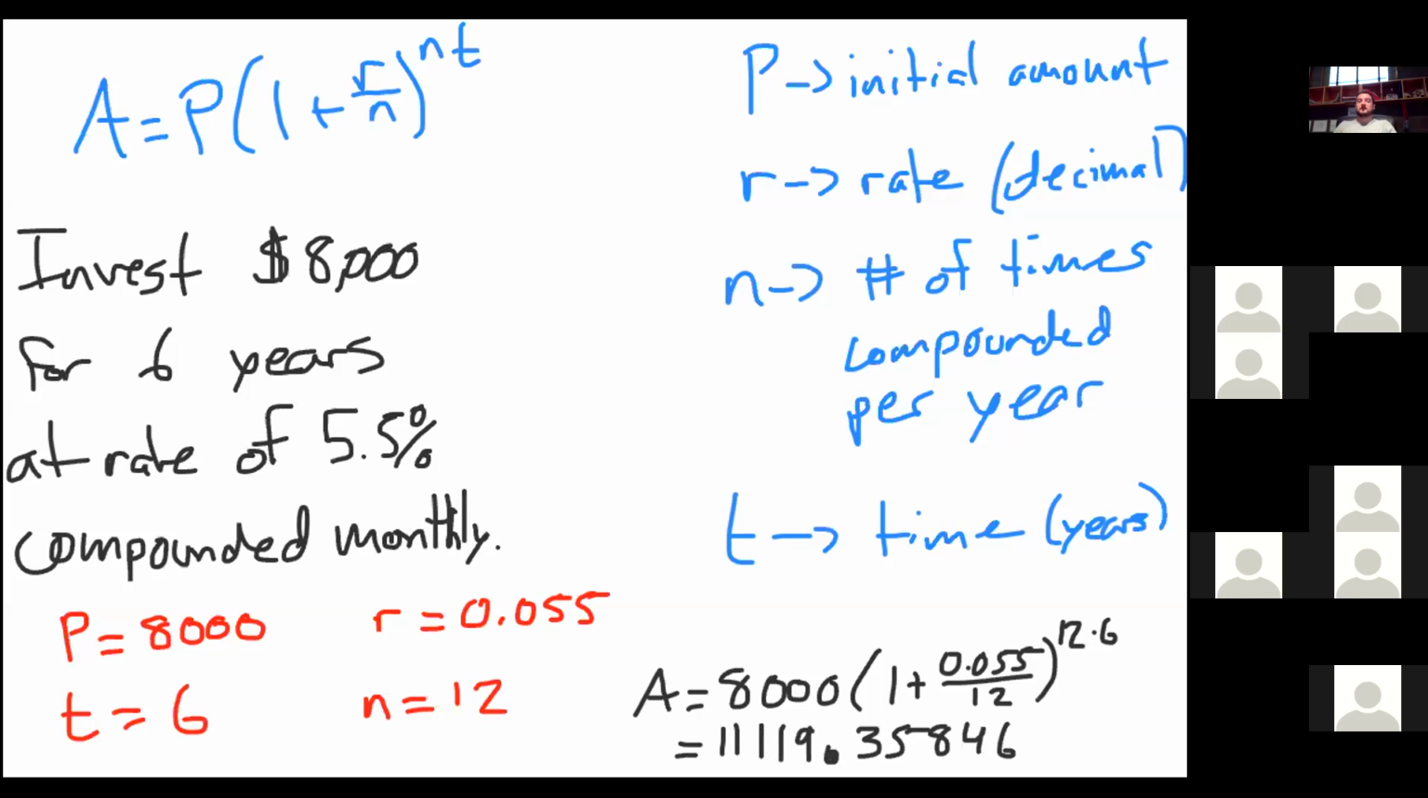But we said round this to the nearest cent, which means I want to round to the second decimal. So look at the next digit after the 5. I see it's an 8, which means I round up. I don't really have room there, so I'm going to do it in green above. But the answer would be $11,119.36. That's how much we would have left.